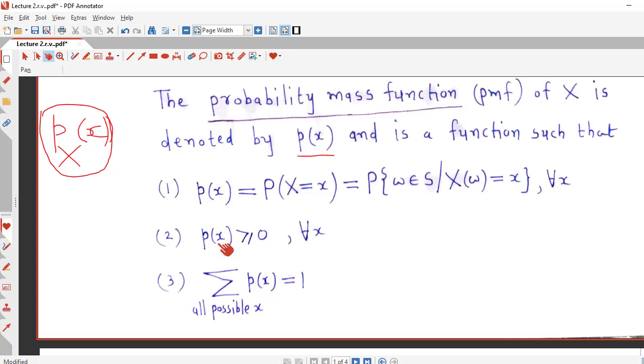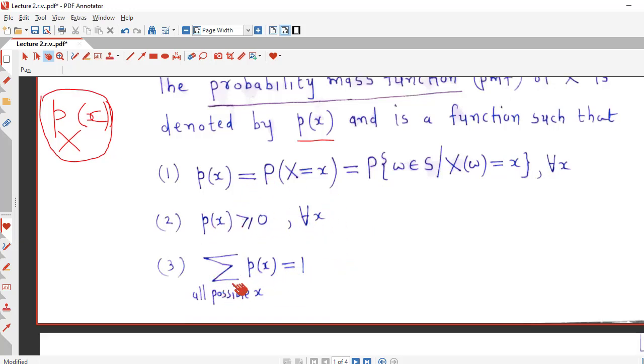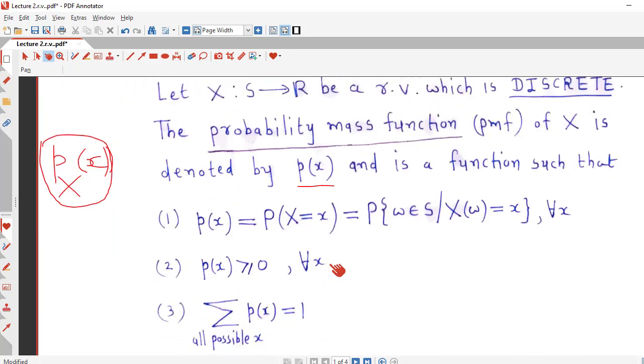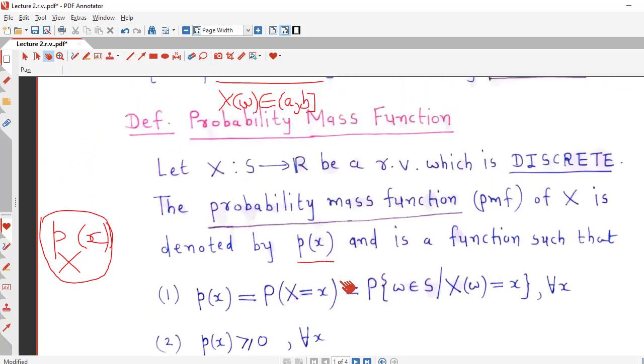So the probability mass function at point x is given by the probability of this event, and it is defined for every x. The second property is p of x is always non-negative for every x. We know that probabilities are always non-negative. And the third property is that if you count the probability mass function for each x, then the sum of all the values of the PMF is always 1. So the function which satisfies these three properties is known as the probability mass function of a discrete random variable.